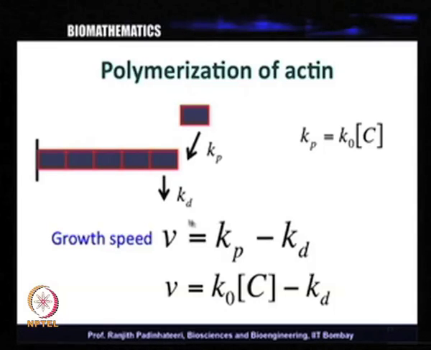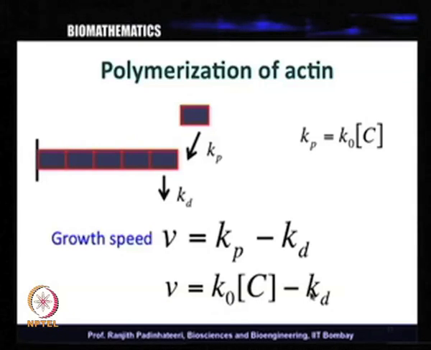So, the growth speed is nothing but Kp minus Kd, the polymerization rate minus the depolymerization rate. And we saw that the polymerization rate is K0 times C. So, I can substitute this here. So, the V is nothing but K0 times C minus Kd. So, we get an equation for the speed, growth speed or the growth velocity I should say. So, v represents the speed or velocity. So, the growth velocity is k0 times c minus kd.